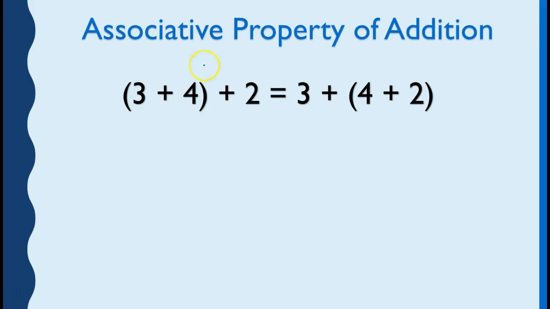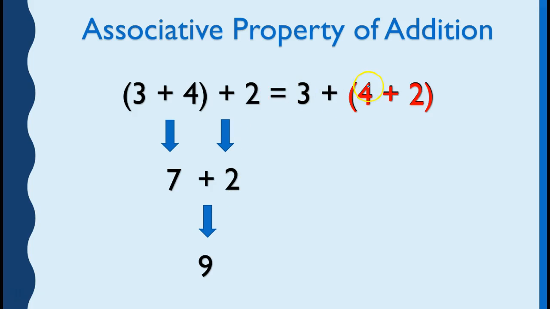So let's take a look at the associative property of addition. Here we have 3 plus 4 plus 2. 3 plus 4 plus 2. The difference is the parentheses. Let's take a look. Would we get a different answer? We know that we have to do this part first. 3 plus 4 is 7. And now I'm going to drop this 2 down. 7 plus 2 is 9.